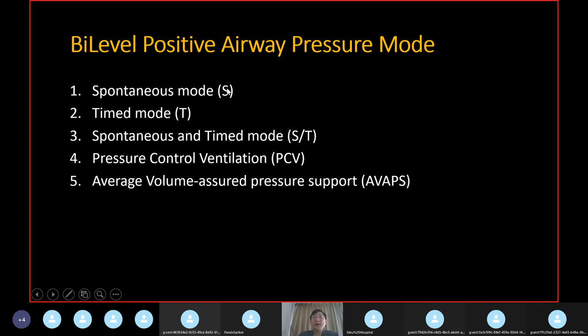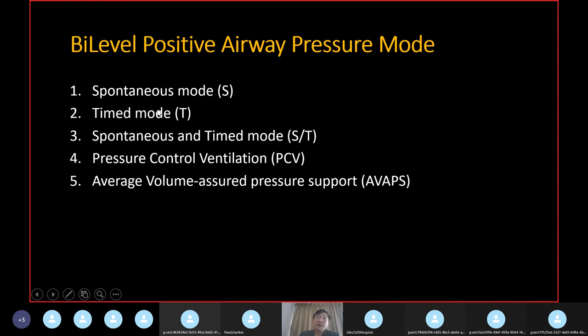When the patient is able to trigger, and the other one is the pressure, the PEP. So that's why it includes the bi-level support, okay? Second is a time mode. A time mode, as you see, is a time. Time means it's control, right? So this is actually a control mode, right?